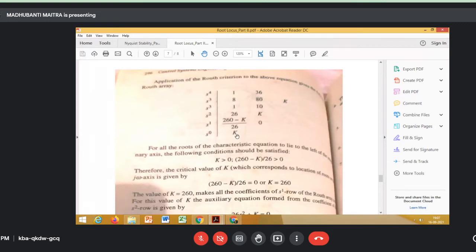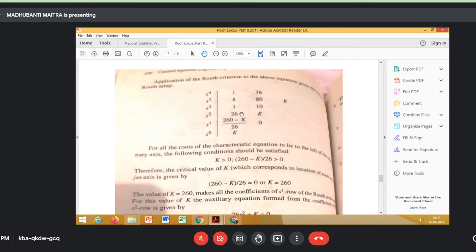So from Routh stability criterion, we know that for a system to be stable, all the terms appearing in the first column of Routh array should be positive. That means k should be greater than 0, and (260 minus k) by 26 should be greater than or equal to 0. Now we want to find out the point of intersection. That means we want to find out the limiting condition for stability.